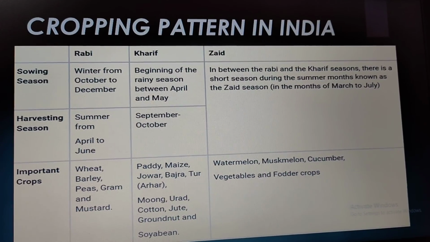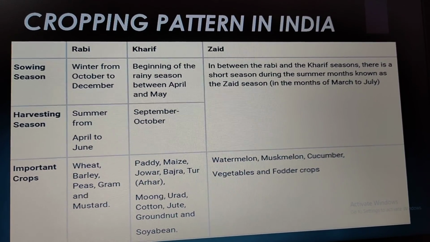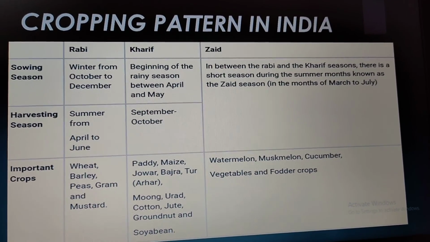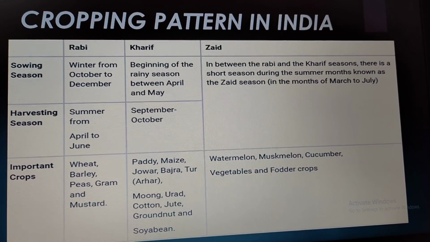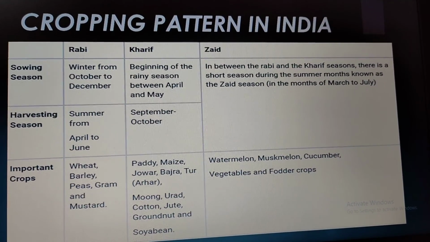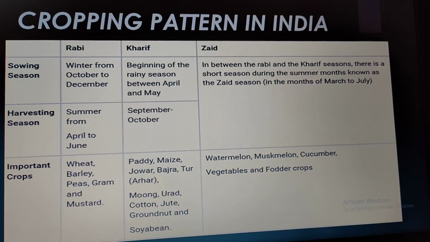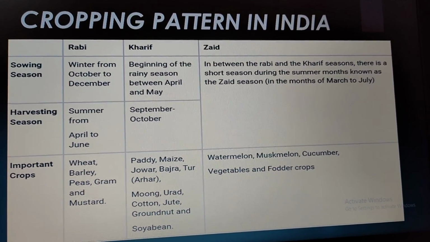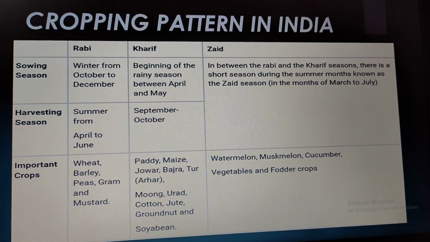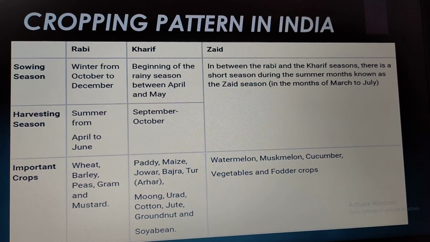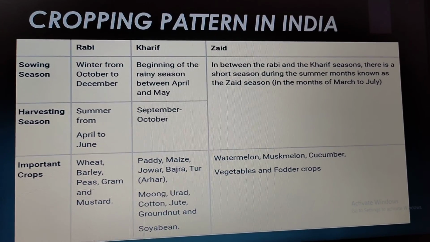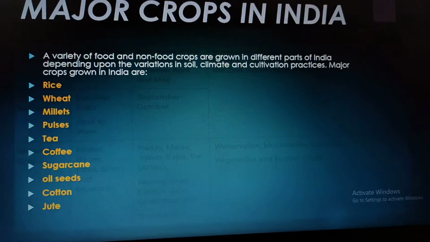Wheat, barley, peas, gram, and mustard are all Rabi crops, meaning winter crops. Paddy, maize, jowar, bajra, arhar, moong, urad, cotton, jute, groundnut, and soybean are called Kharif crops, or the summer crops. Seasonal crops like watermelon, musk melon, cucumber, vegetables, and fodder crops come under the Zaid season.